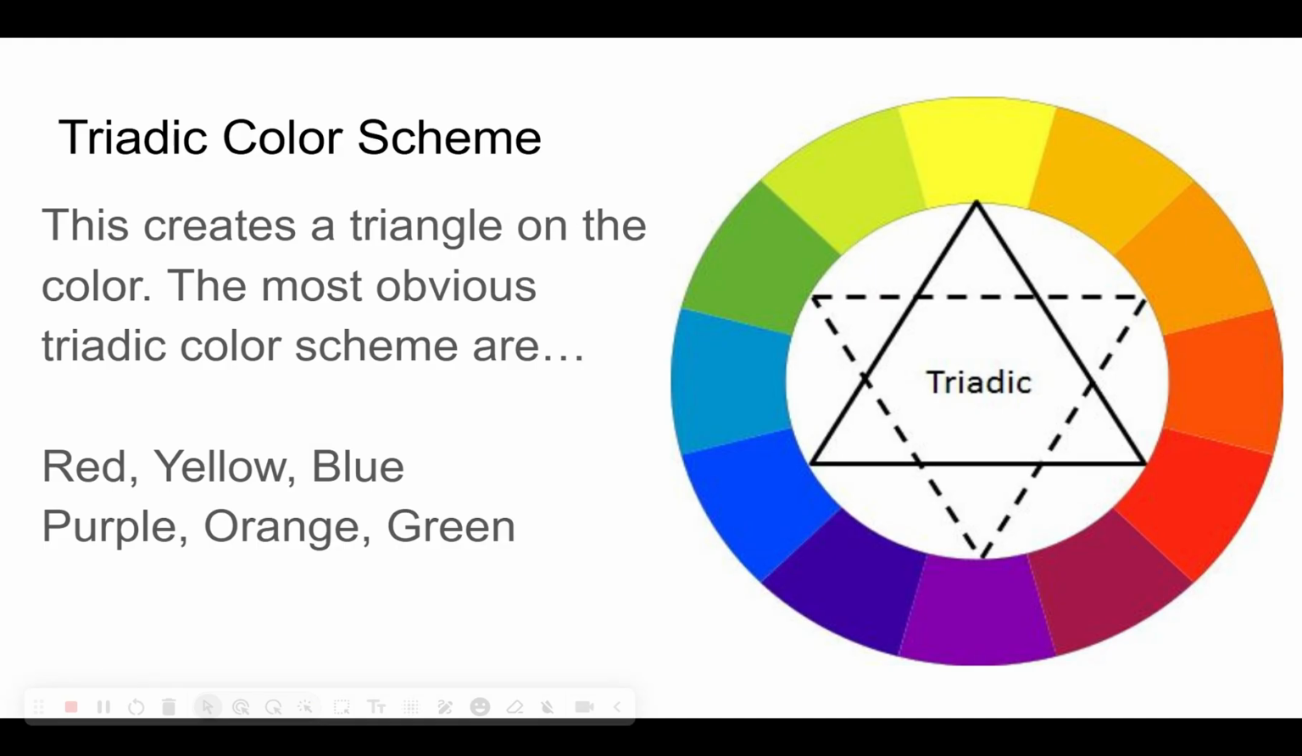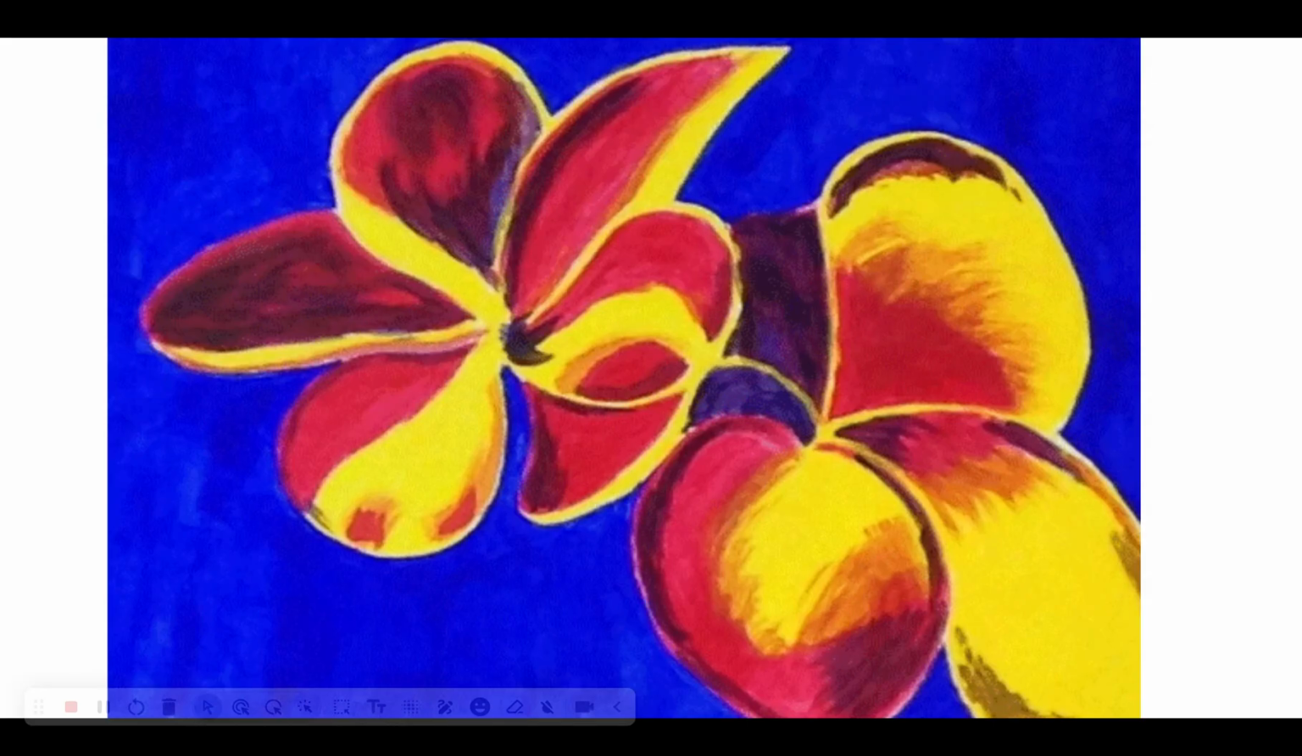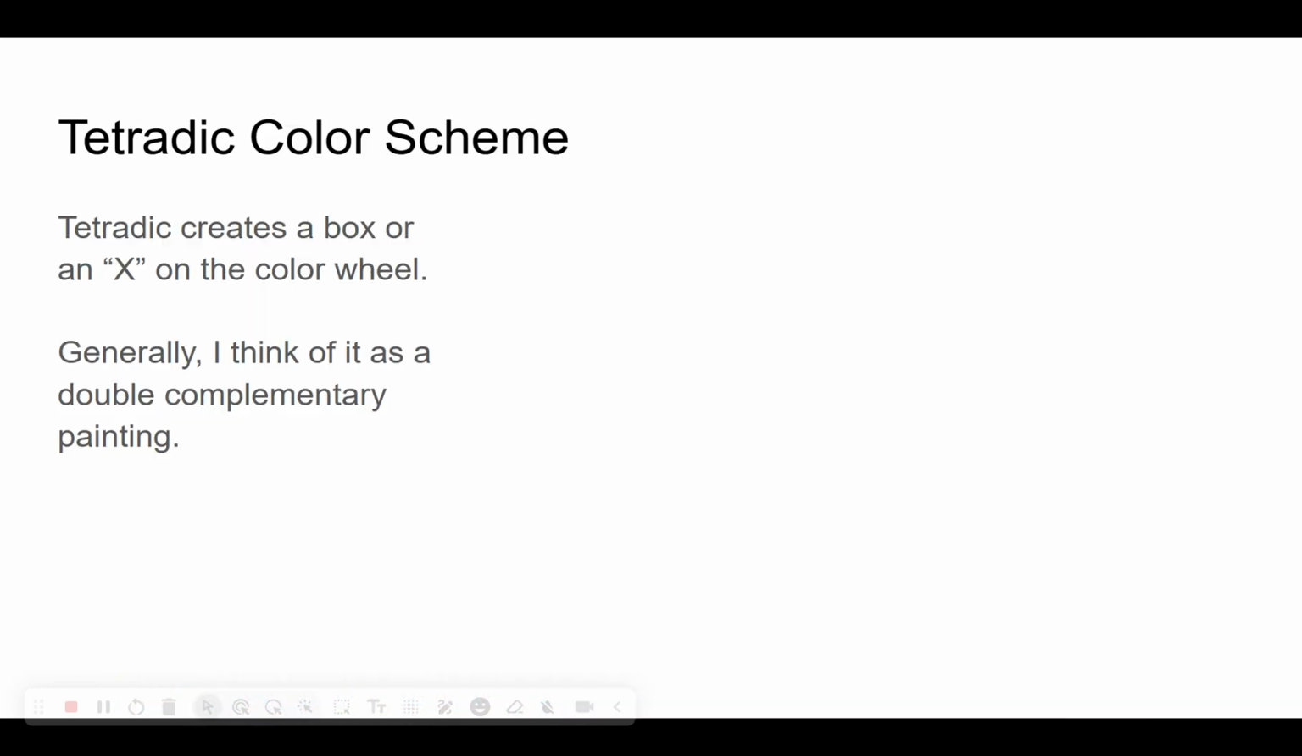So primary color scheme is in fact triadic. Secondary color is also triadic. These are some Da Vinci paintings that are triadic color schemes. This is an example of that same concept where we're taking those primary colors and that becomes a color scheme. So that red, yellow, and blue.